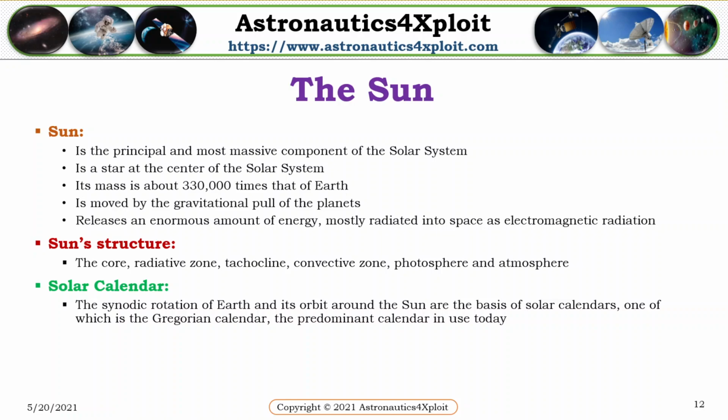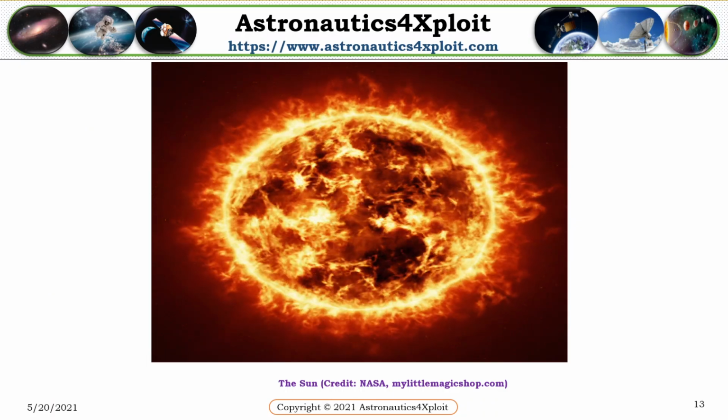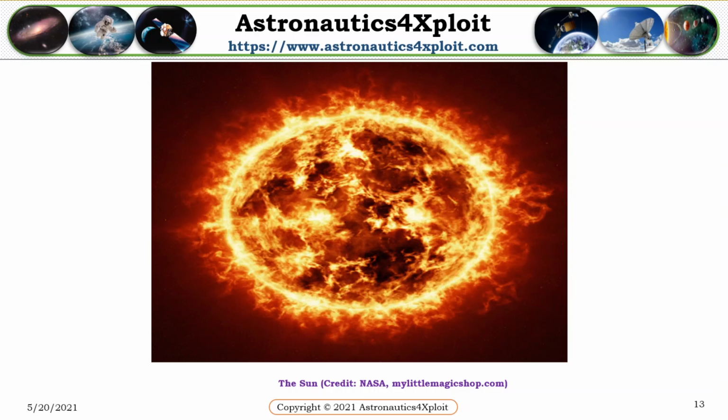Solar calendar. The synodic rotation of Earth and its orbit around the Sun are the basis of solar calendars, and one of them is the Gregorian calendar, which is the predominant calendar still in use till today. This picture shows the glowing of the Sun.